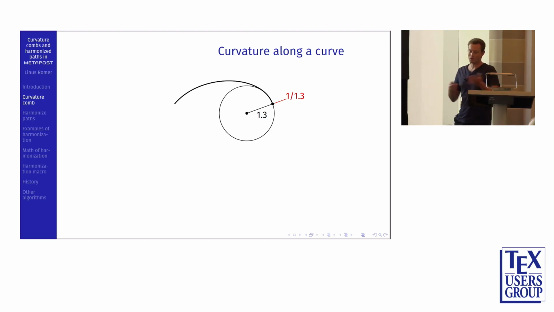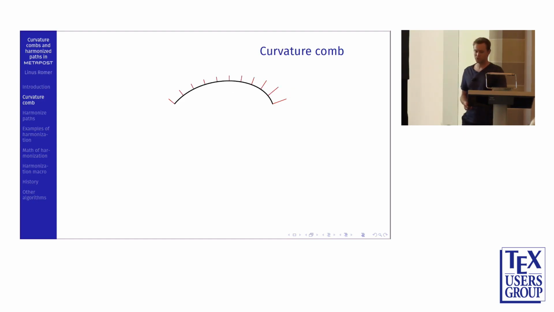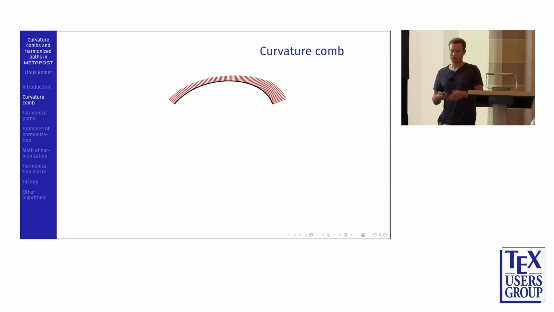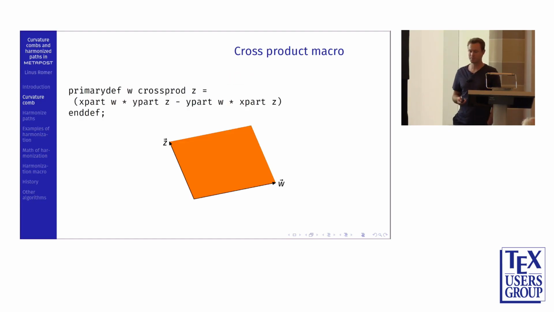If we assemble all these red vectors, these curvature vectors, into one picture, we get this picture, which is called a curvature comb. We can even make it more dense, like this. And we can also fill the gaps with color and also change the color depending on the length of the vectors, which would look like this. So I will call this a curvature comb for the rest of this talk.